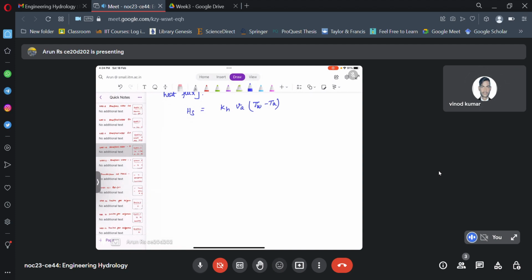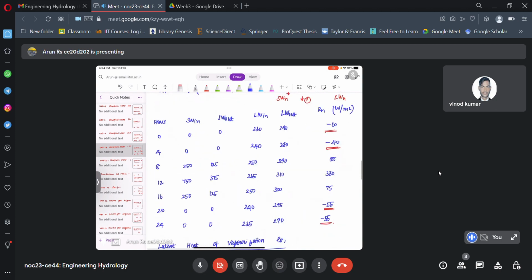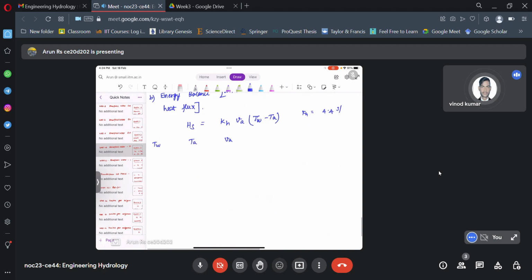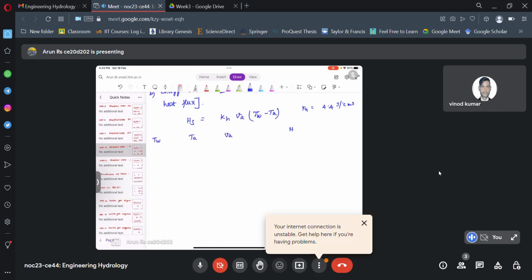So again this also varies for different temperatures. So for this we need temperature of the water, we need temperature of air, and we need wind velocity also. And Kh in the question is given as 4.4 joule per degree centigrade per meter cube. So we'll compute the Hs.